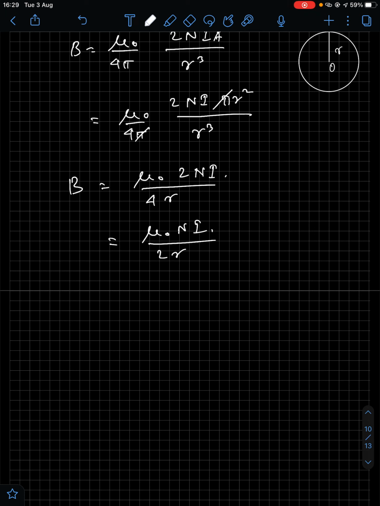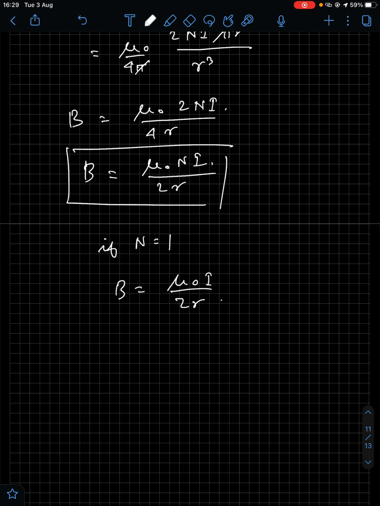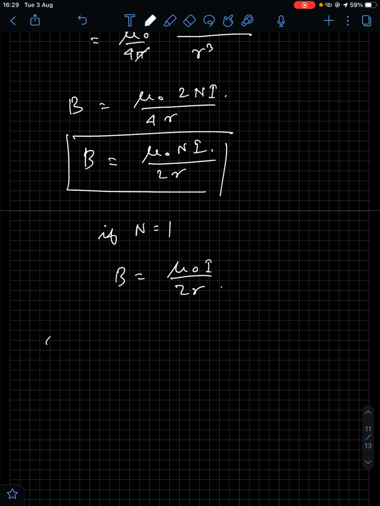Now if number of turns is 1, then what do you have? This is your relation for N number of turns. If N equal to 1, then B equal to mu naught I by 2r. So this will be your relation.